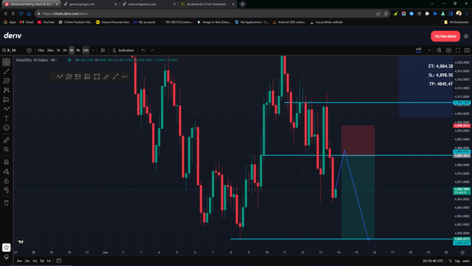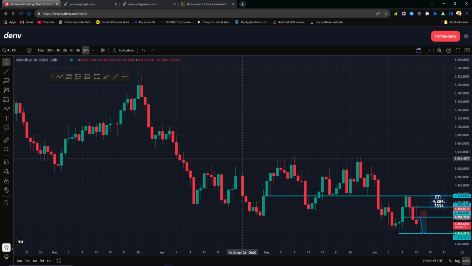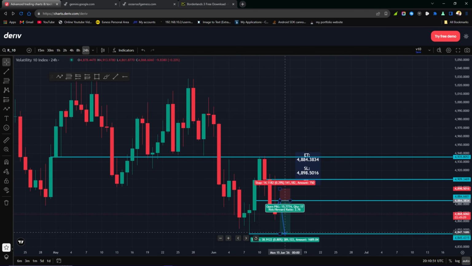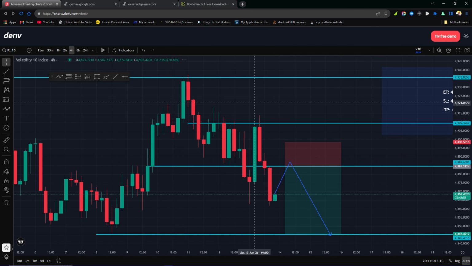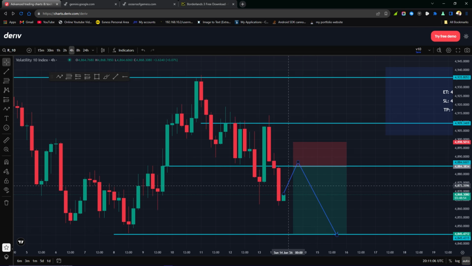Since the general trend for this pair, V10 index, is bearish, I'm expecting price to give us a lower low. So I'm expecting price to sell and take out this low and continue selling until it is ready to reverse to a bullish move. For now, I'm expecting price to give us a lower low. That is why I'm willing to sell from here. So guys, that is the thought process around the reason why I want to take a sell on V10 index.